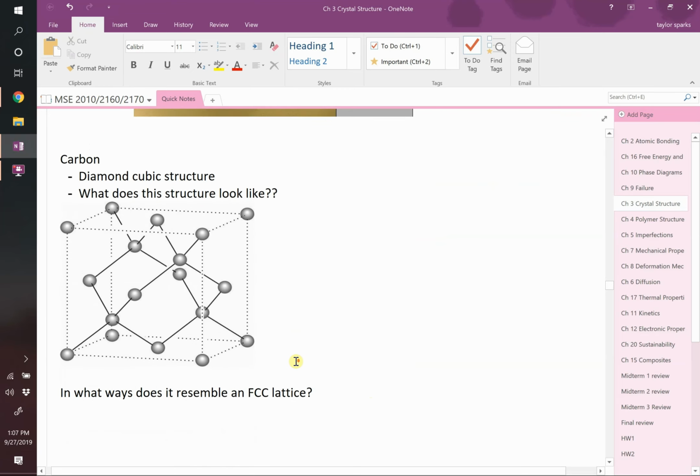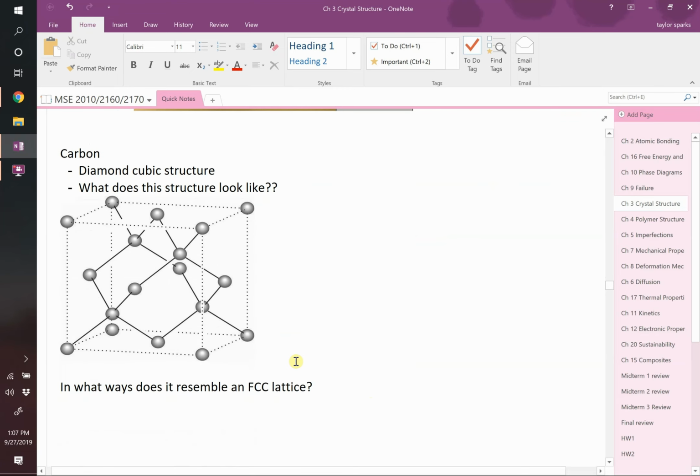Okay. Let's talk about carbon for a minute. Carbon's a great example to introduce a concept known as polymorphs, or allotropy, or polytypes. These are all basically the same thing. Polymorph, poly means many, morph means structures. So many structures. If you have a compound that can exist in multiple different structures, you have a polymorph. Carbon's a great example. We've been talking about it all semester.